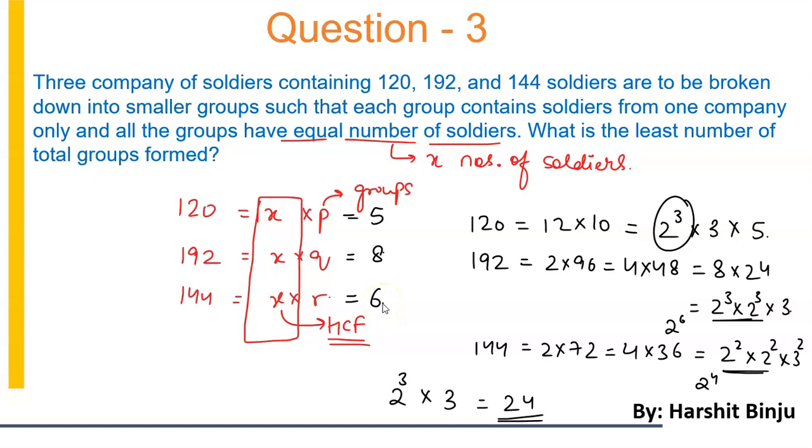Now, someone may have this doubt, why can't we divide them into groups of 12? 12 is also something which will divide 120, 192, 144. Why can't we divide them into groups of 6, 3s? The point is, the question is, find the least number of groups. So you want the highest possible number which can divide 120, 192 and 144.